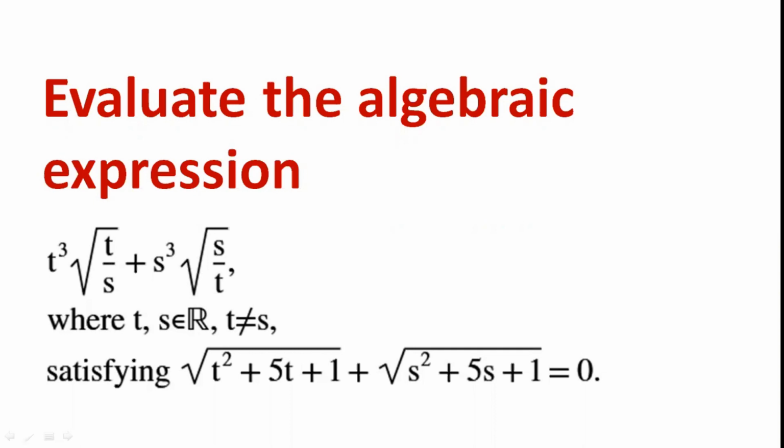Evaluate the algebraic expression t cubed times root of t over s plus s cubed times root of s over t, where t, s are real numbers, t doesn't equal s, satisfying root of t squared plus 5t plus 1 plus root of s squared plus 5s plus 1 equals 0.